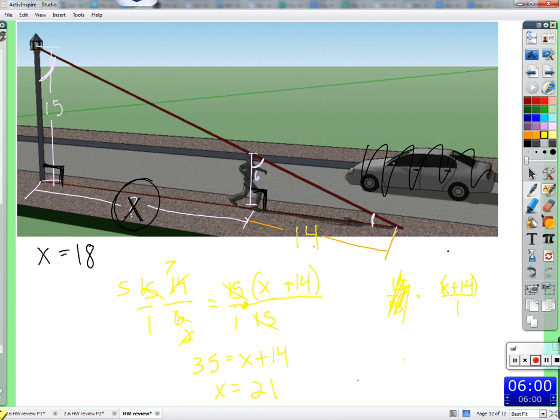Well, now, what if 14 is, instead of 14, it's 25? How does that change things? Just switch out. 14 is 25 now. And this 14 is also 25. And we solve it the same way.